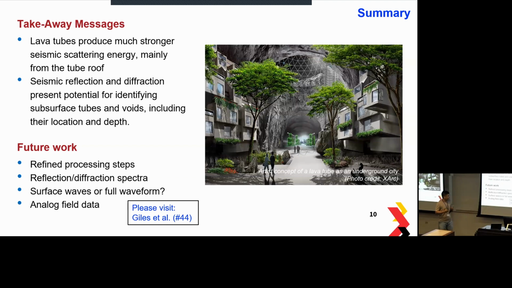And I want to highlight that our methodology can be augmented by including seismic surface waves. So there will be a poster by a GEOS graduate student, Jacob Giles, working on imaging the near-surface structures using seismic surface waves for lunar exploration purposes. And our approach is really applicable to analog field data. I have to say our models are simplified, but the ultimate goal is to build the knowledge base and the framework that can be applied to future lunar missions.